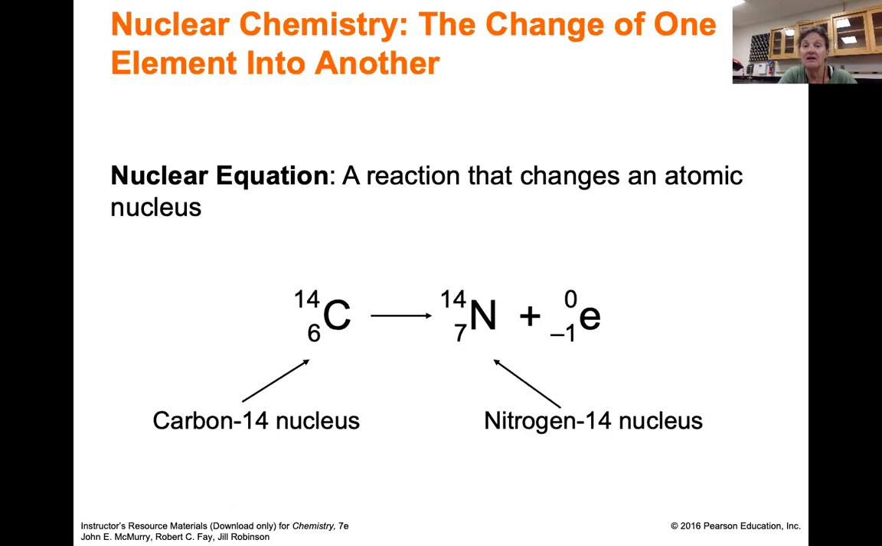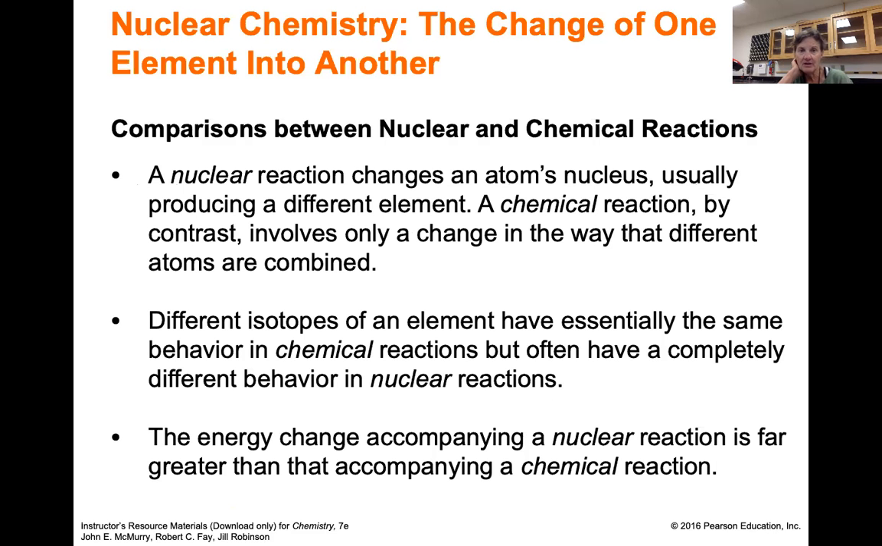So notice on the left and right, you have different elements. So we know that this is a nuclear reaction. Nuclear chemistry, the change of one element into another. If you compare a nuclear reaction to a chemical reaction, a nuclear reaction changes an atom's nucleus, usually producing a different element. A chemical reaction, by contrast, involves only a change in the way the different atoms are combined.